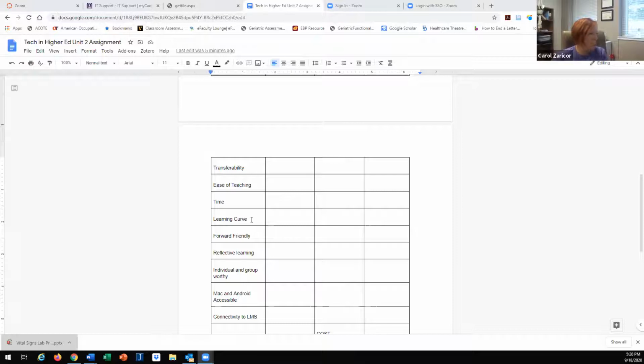And the learning curve, these kind of all go together. Some students have never done it before, so what is the learning curve? Does it take very long to learn it? Is it forward thinking friendly? So can they take the material that they've got now with this and move it to another assignment, or can this assignment grow? And so from a Google Doc perspective, yeah, you can grow, they can keep adding to it.